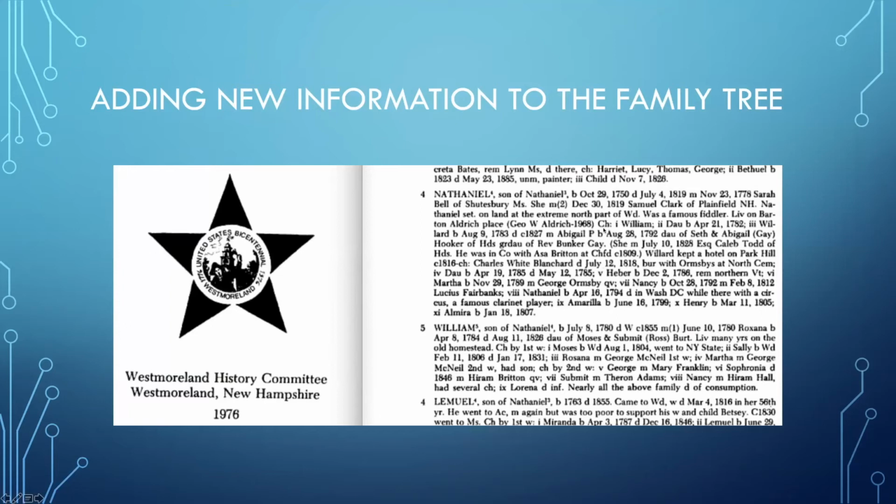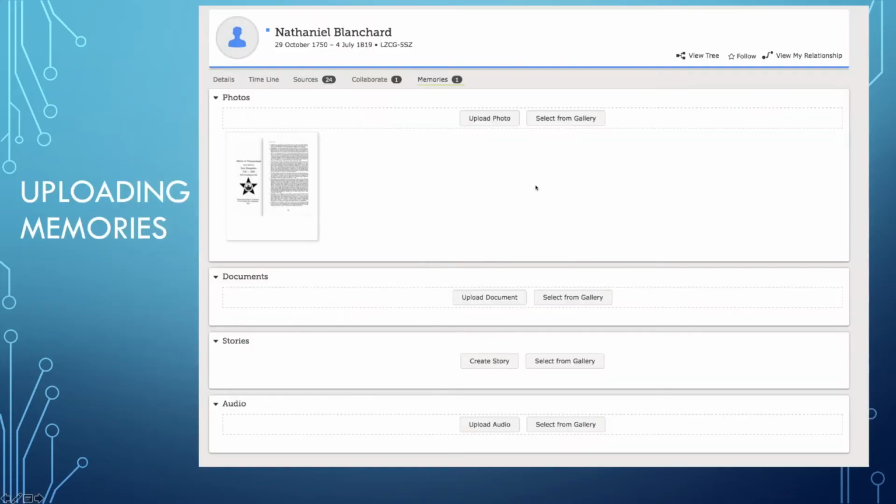So this was the information. And then you can choose to upload a photo or you can select from the gallery. So if I wanted to connect Nathaniel here to other people, for example, all of his children are listed there, you could connect this same document to all of the children. You want to select it from the gallery.